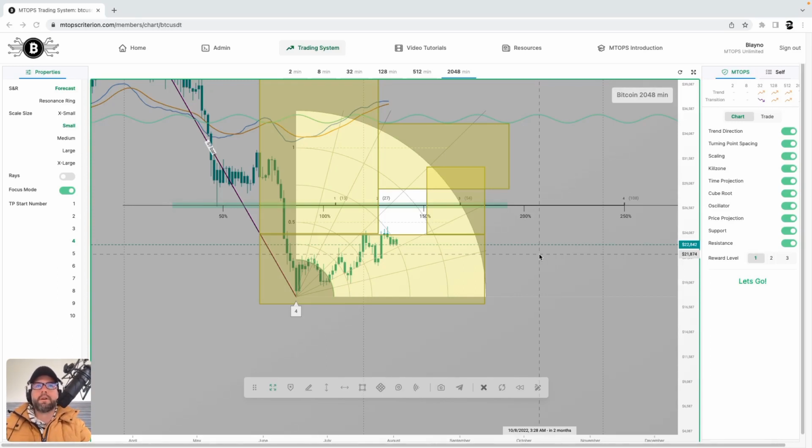As always, we're going to start from the top and then work our way through the lower time frames to see what we're going to do today with this beautiful market that we love so much.